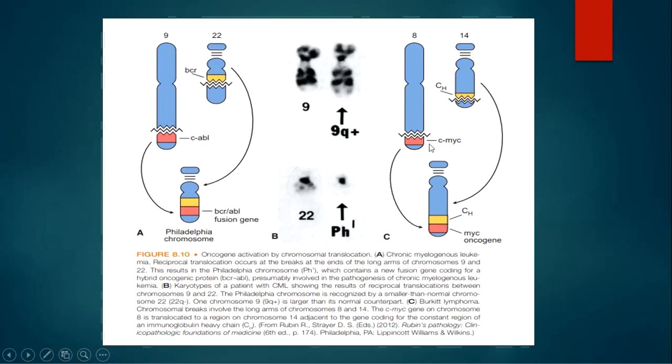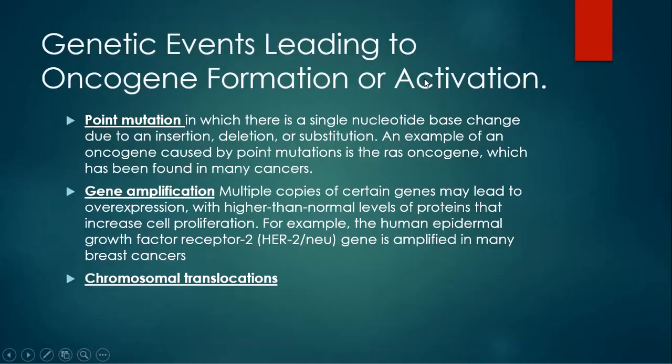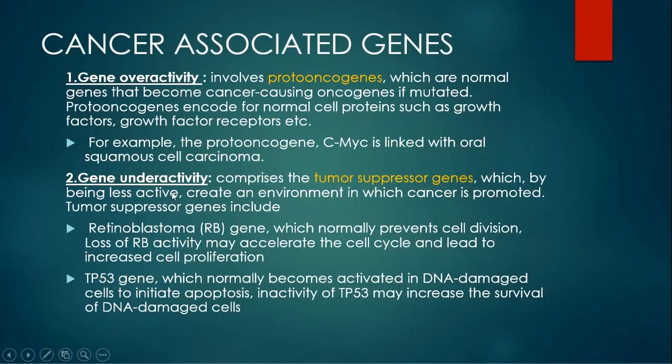And this results in the pathogenesis of Burkitt's lymphoma. Okay, now the genetic events that lead to loss of tumor suppressor gene function. The other thing that we discussed here was gene underactivity.